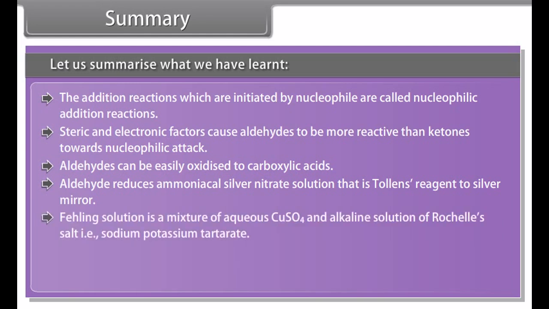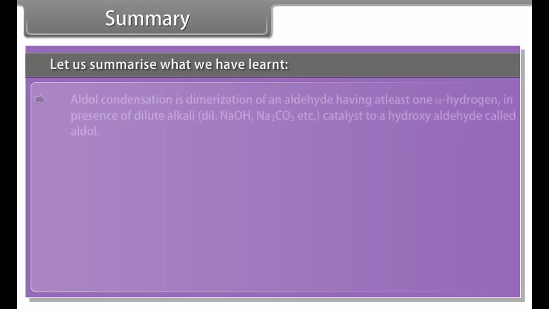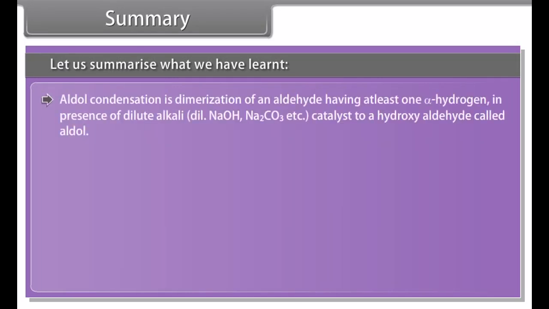Fehling's solution is a mixture of aqueous copper sulfate and alkaline solution of Rochelle's salt, that is sodium potassium tartrate. The alpha hydrogen atom in aldehydes and ketones is acidic. This is due to the strong electron withdrawing effect of the carbonyl group and resonance stabilization of the conjugate base. Aldol condensation is the dimerization of an aldehyde having at least one alpha hydrogen in the presence of dilute alkali such as dilute sodium hydroxide, sodium carbonate, etc., catalyst to a hydroxyaldehyde called aldol.